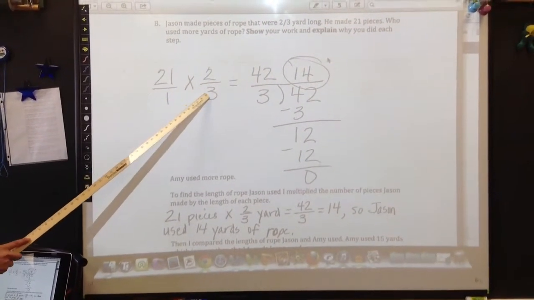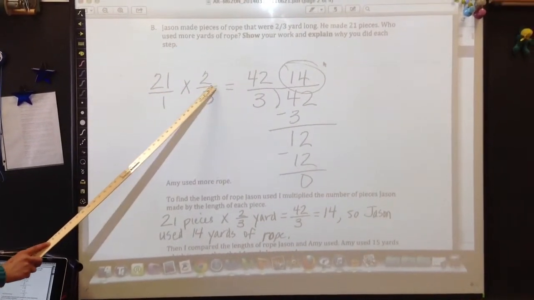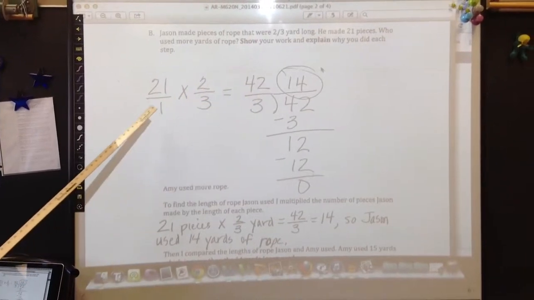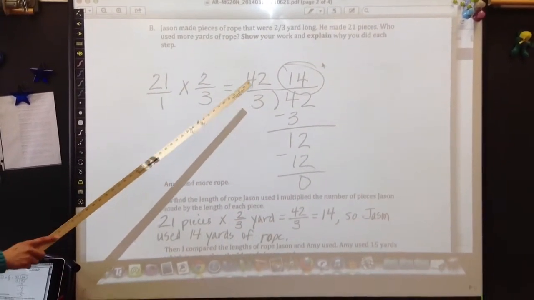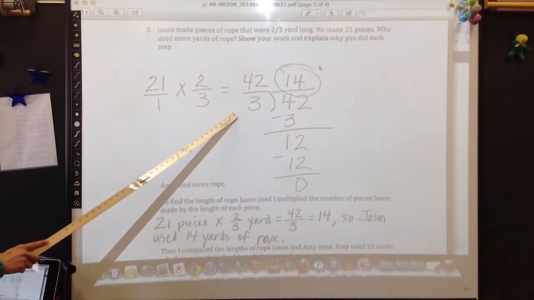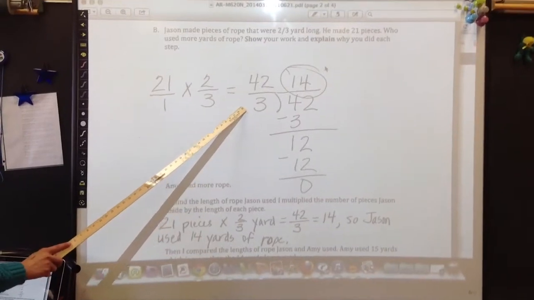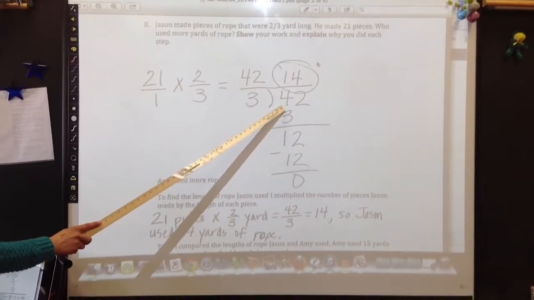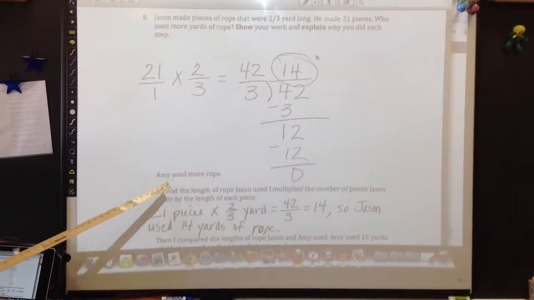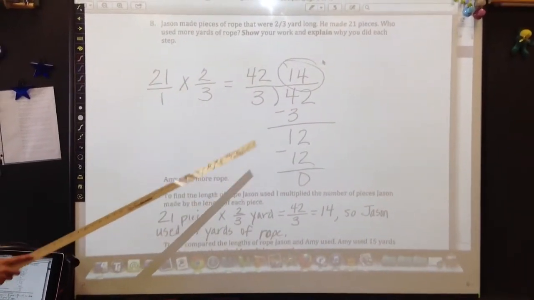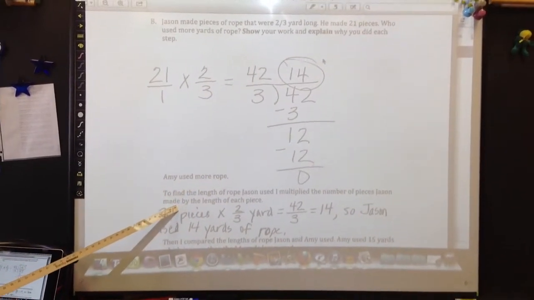When we're multiplying fractions, you have to multiply the numerators together, so 21 times 2 equals 42, and then you multiply the denominators. 1 times 3 equals 3. So our answer is 42/3, which is an improper fraction. So we have to divide the denominator into the numerator. So 42 divided by 3 equals 14. So Amy used more rope because, let me go back here.